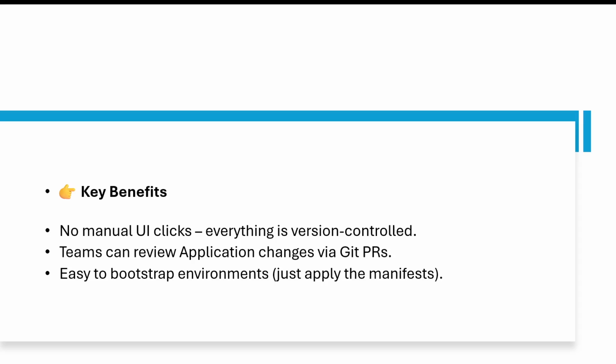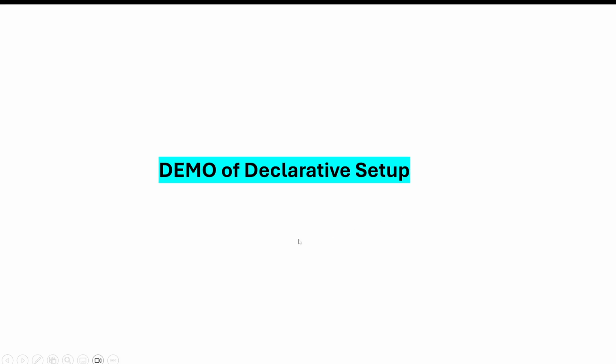And it is easy to bootstrap environments. Just apply the manifest. For example, if you have different environments like dev, staging, and prod, it is very easy to manage them, because you will have a different configuration for the test environment, a different configuration for staging, and a different configuration for prod, right? So it will be very easy to manage them as well. Okay, so let's see a demo on how to use the declarative setup.